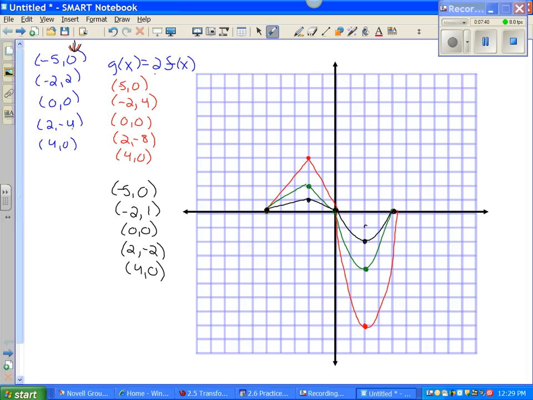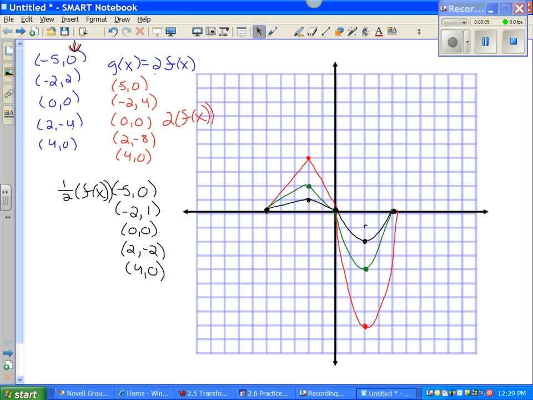So there it is. My original is my green function, okay? When I multiply by 1/2 f of x, it's a vertical shrink. When I multiply by 2, by 2 times f of x, it was a vertical stretch. So hopefully you guys see the difference there.